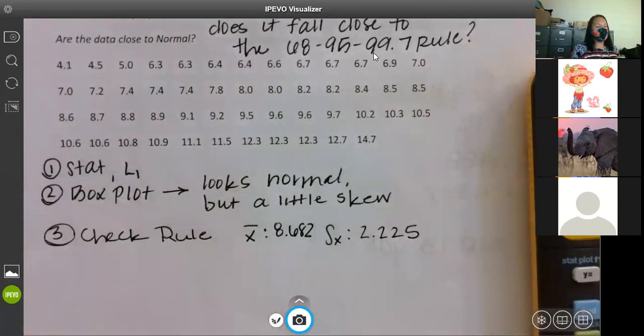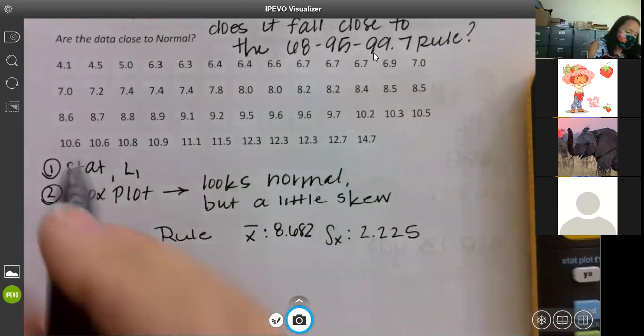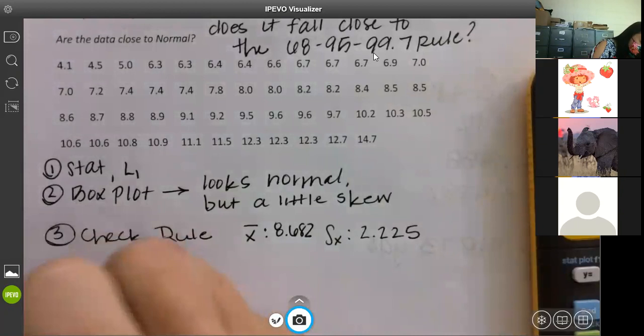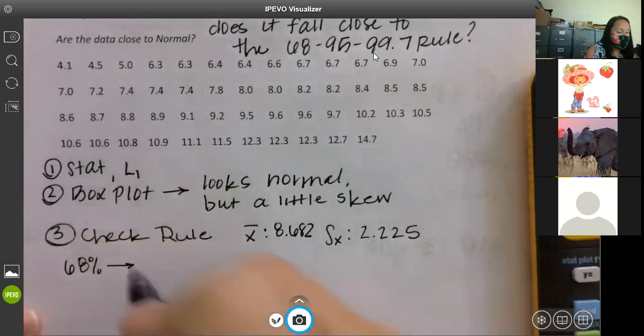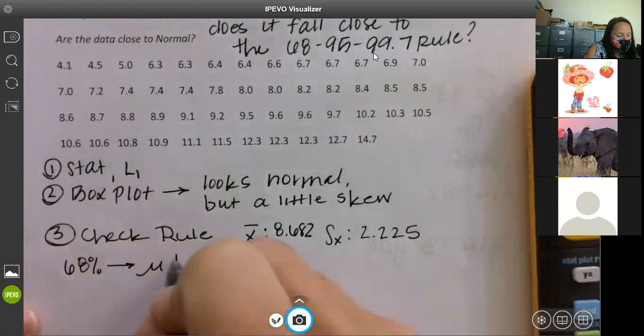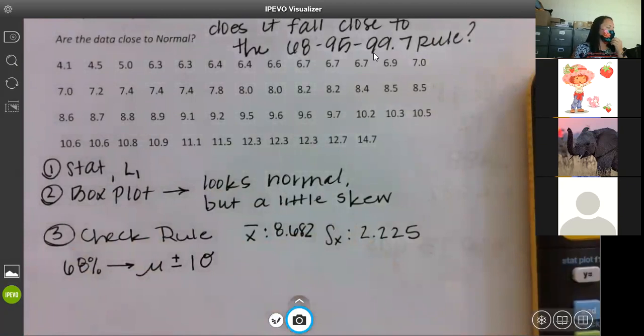So what does our rule say? Our 68, 95, 99.7 rule. What does the 68 mean? I just drew it for you. 68% of data is within 1 standard deviation. So if we're checking our 68% part, we're going to do 1 standard deviation above the mean and 1 standard deviation below the mean.